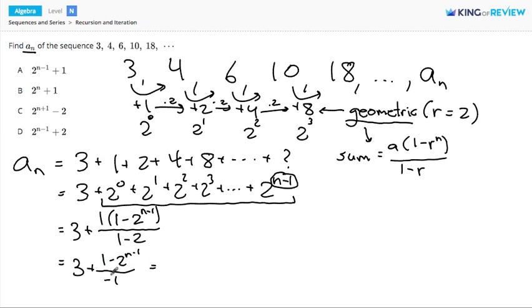Dividing the top by negative 1 switches the sign, so we get 3 minus 1 plus 2 to the n minus 1. And if we rearrange this a little, we see that it equals 2 to the n minus 1 plus 2. So our answer is D.